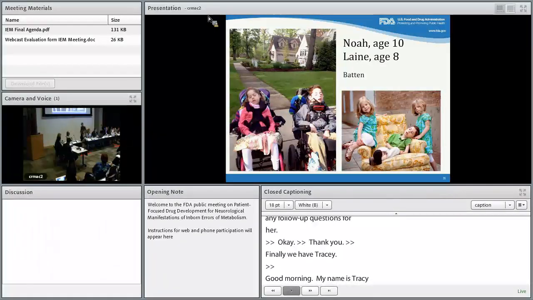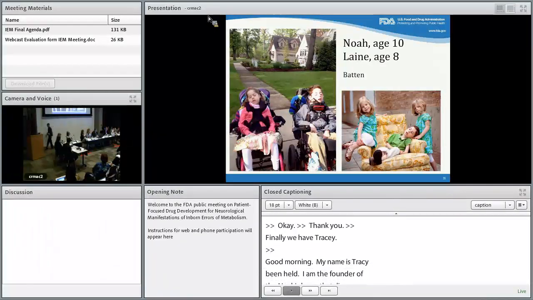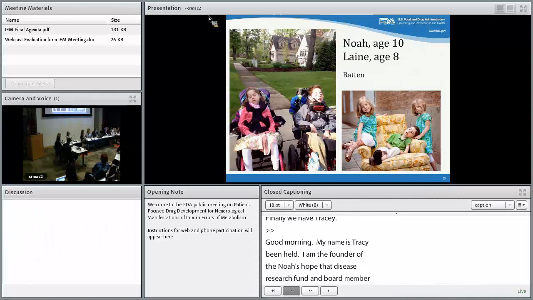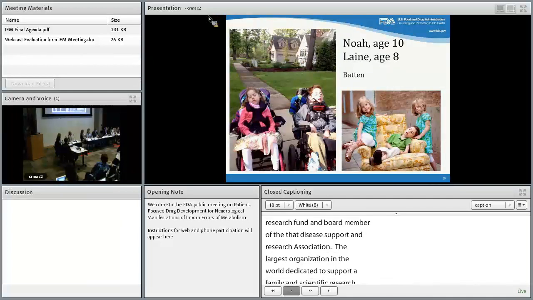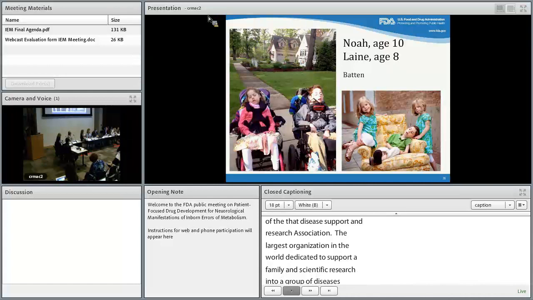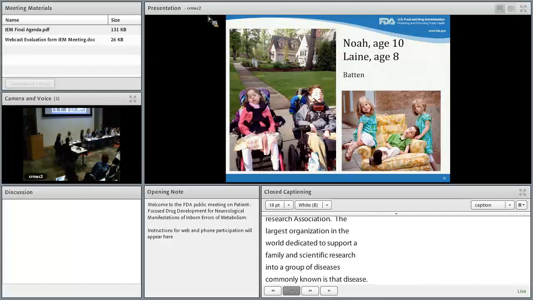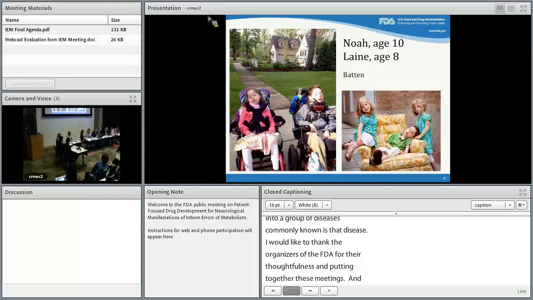I'm founder of the Noah's Hope Batten Disease Research Fund and board member of the Batten Disease Support and Research Association, the largest organization in the world dedicated to support of family and scientific research into a group of diseases commonly known as Batten disease. I'd like to thank the organizers at the FDA for their thoughtfulness in putting together these meetings and including these groups in the Inborn Errors of Metabolism meeting.